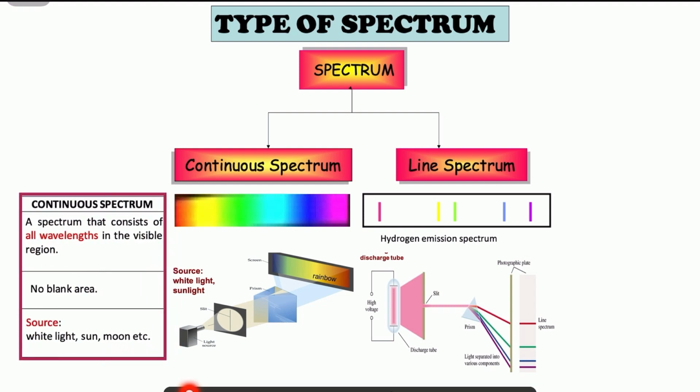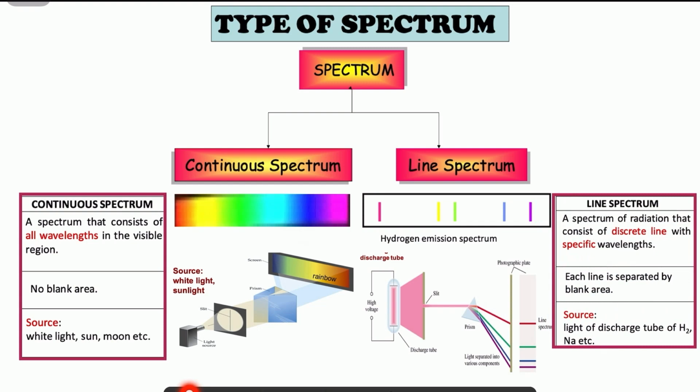What is the difference between the continuous spectrum and line spectrum? The continuous spectrum is a spectrum that consists of all wavelengths in the visible region. You cannot determine the specific wavelength for the continuous spectrum, so you can determine the wavelength by its range. And there is no blank area for the continuous spectrum. The source is the white light, sun, moon, and etc.